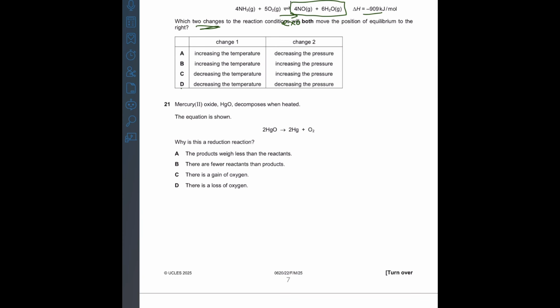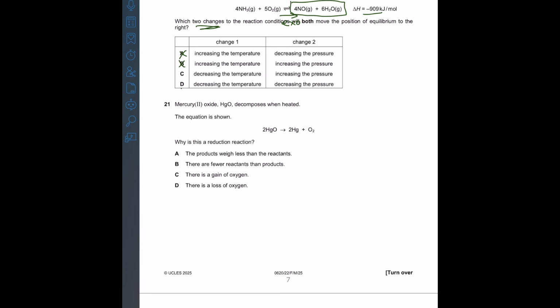Okay, so since this is an exothermic reaction, in order for the reaction to move to the right, the temperature should decrease, as the reaction will try to oppose the change. So the temperature will decrease if we want to move the equilibrium to the right. So it's C or D, it can't be A or B.